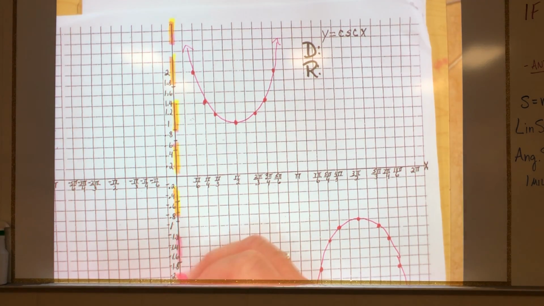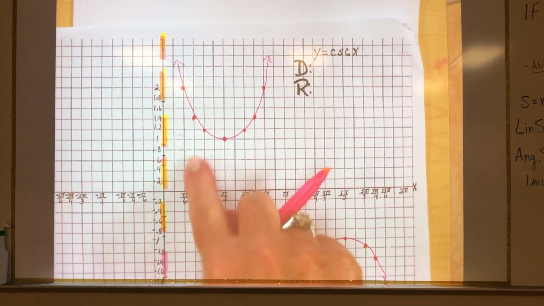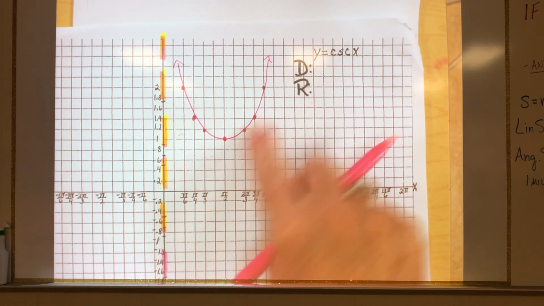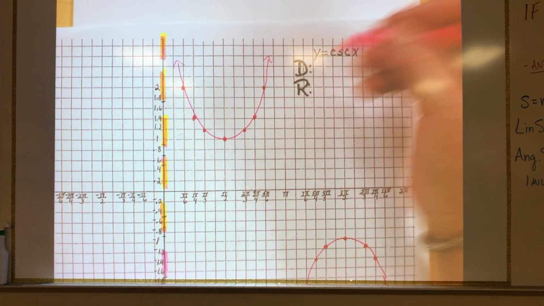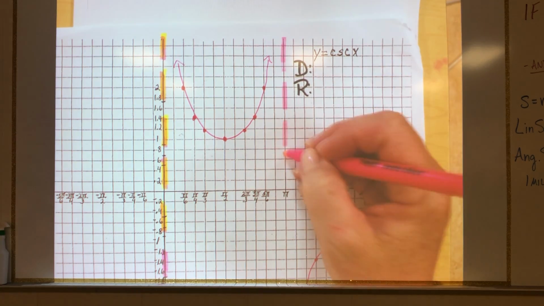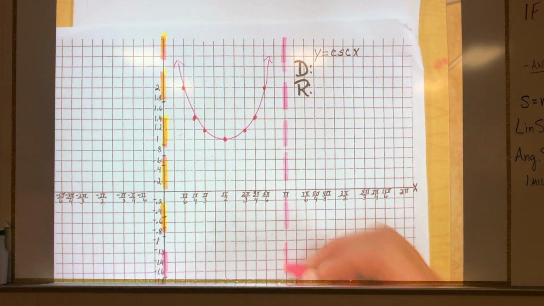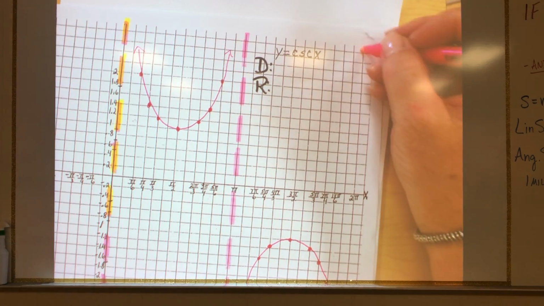You have to draw the asymptote. Is the asymptote important? Yes. The asymptote is telling someone, is this really a parabola? No. It's not a parabola, okay? It looks like one, but it's really not. He has a boundary. A parabola doesn't have a boundary, okay? All right, and then there's one over here at 2 pi.